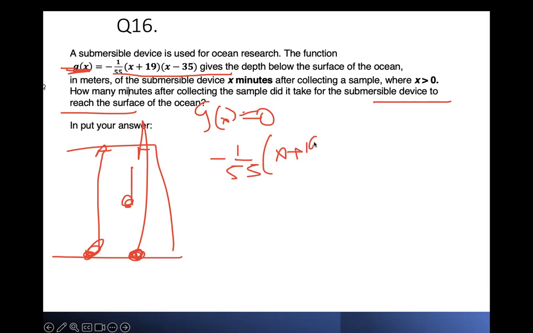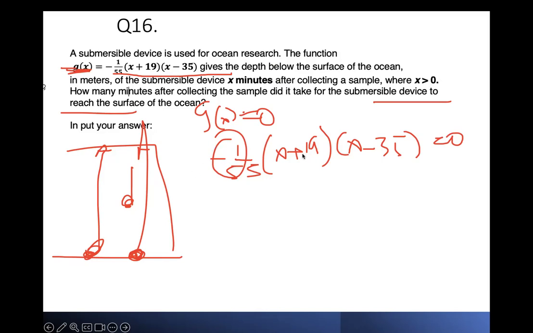If you do that, you're almost 80% done with the question. g of x is equal to 0. The 15, don't worry about it. It's already factorized. Don't expand it. You don't need to do any expansion. If you expand it, you're complicating the question. Do not expand it, right?